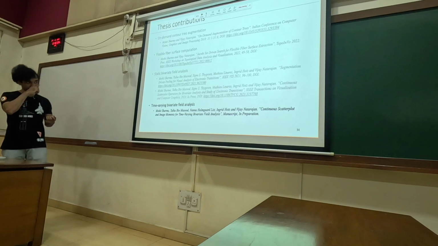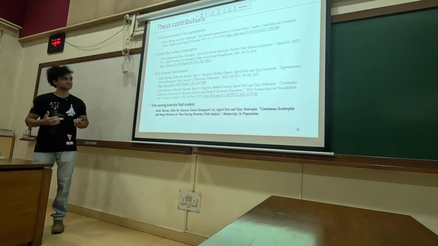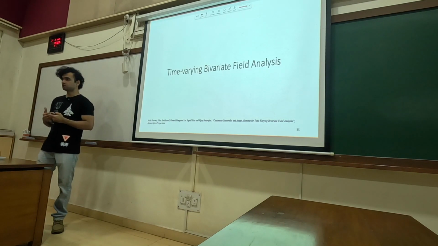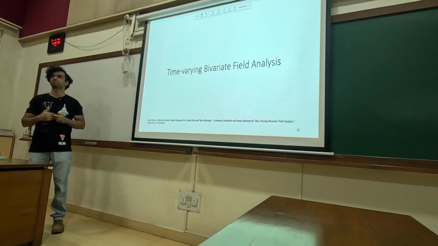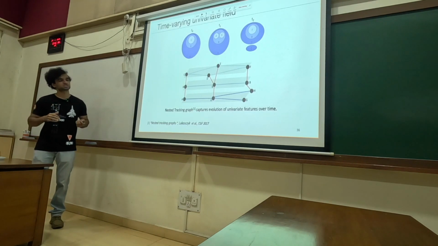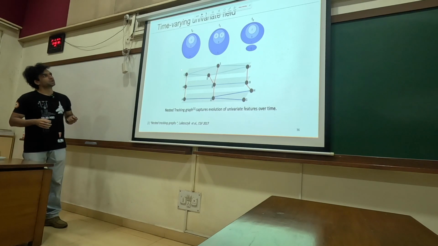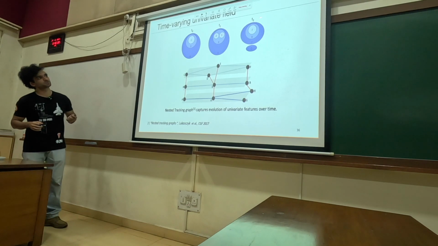And that brings us to our last contribution, that is time-varying bivariate field analysis. And in this, we were trying to come up with a summarized representation of a large number of instances. Before introducing that, I would like to introduce a similar representation in univariate setting. If I have a univariate field and different time steps of that field, let's say at T0, I have defined these three features, A, B, and C.